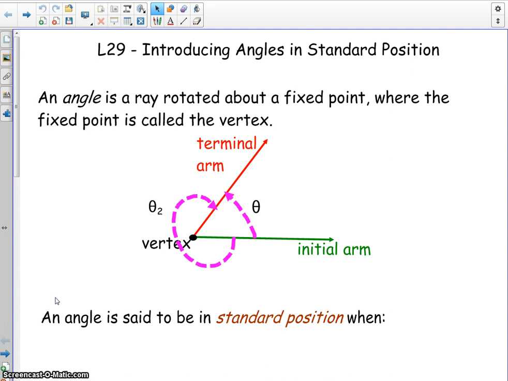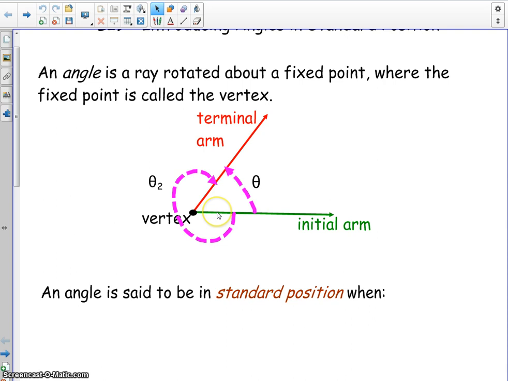So the actual definition of an angle is that it's a ray rotated about a fixed point, where the fixed point is called the vertex. Essentially, if you have two different lines, which we call the initial arm and the terminal arm, the angle is what you get from rotating from the initial arm over to the terminal arm. So here, we start at this green line, we end at this red line, and we rotate for this first angle counterclockwise from the initial arm to the terminal arm. In theory, you could also rotate the other way and go all the way around to get another possible angle.